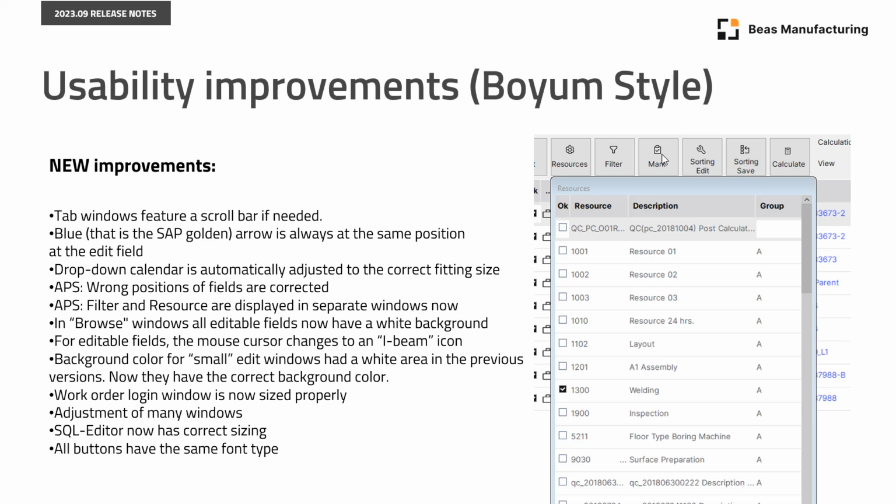For editable fields, the mouse cursor changes to an I-beam icon. The background color for small edit windows had a white area in the previous versions, and now they have the correct background color. The work order login window is now sized properly. The SQL editor now also has correct sizing. All buttons have the same font type, and we have carried out the adjustment of many windows.